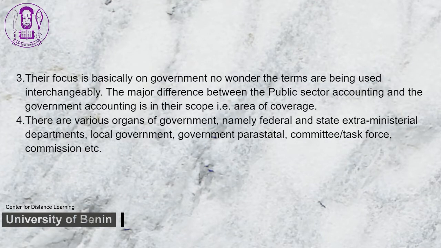The major difference between public sector accounting and government accounting is in their scope, i.e. area of coverage. 4. There are various organs of government, namely federal and state extra-ministerial departments, local government, government parastatal, committee/task force, commission, etc.